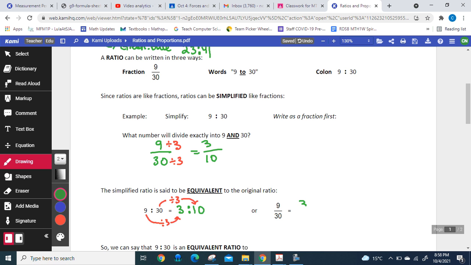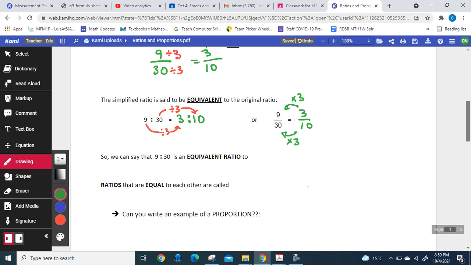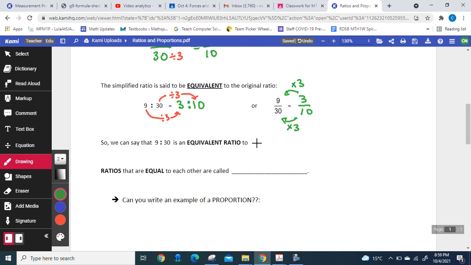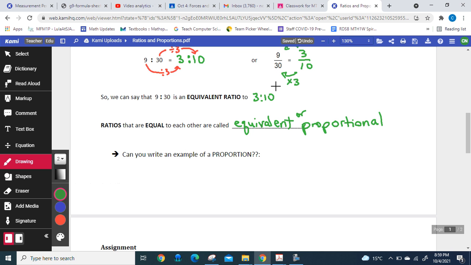I can write it as the fraction 3 over 10. And if you want to think about it in reverse, that's times by 3, and this one's times by 3. So we can say that 9 to 30 is an equivalent ratio to 3 to 10. Ratios that are equal to each other are called equivalent. We can also call them proportional. And a proportion is just writing it out like what I just did here: 9 to 30 equals 3 to 10.